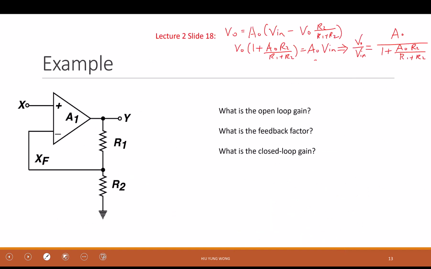Let's take a look at an example. What type of amplifier is this?